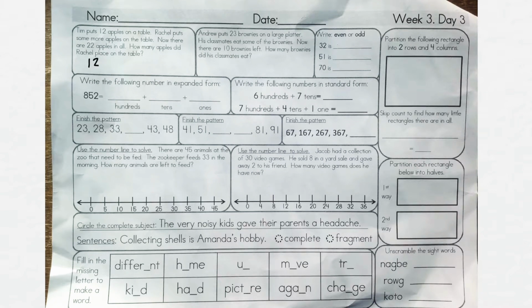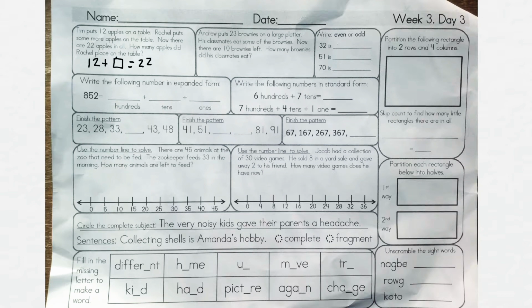There were 12. Rachel placed some, so that's a mystery number. That's when we use some sort of variable. I'm just using a box. And then it needs to equal 22 and we're done. You could set up the equation this way, or you could do a subtraction problem with 22 minus 12.